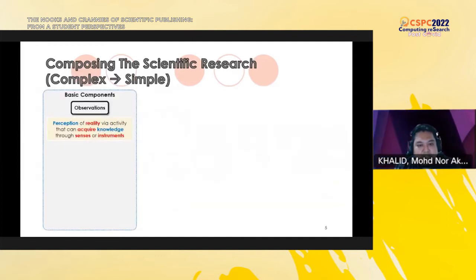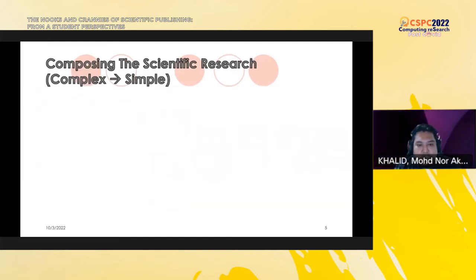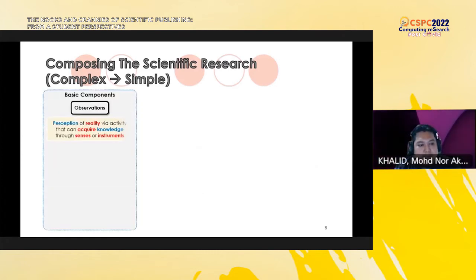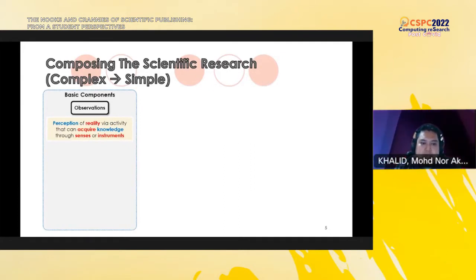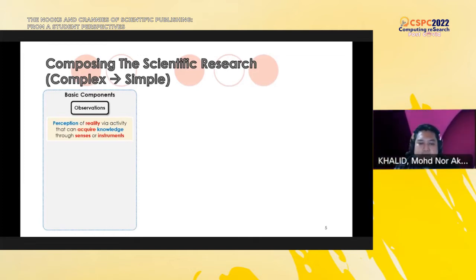But of course, if you have a better understanding of the process of scientific research, and you know what components exist within it, it actually helps you to be better in writing your research and publishing it. First, I would like to say that when we try to compose scientific research, you need to make something that is very complex into a much simpler form. Because whenever you have a simpler form of a much more complex problem, it's easier for you to handle it and easier for you to solve it, right?